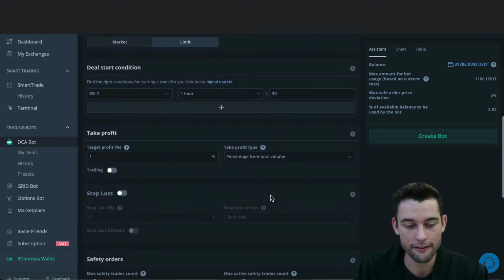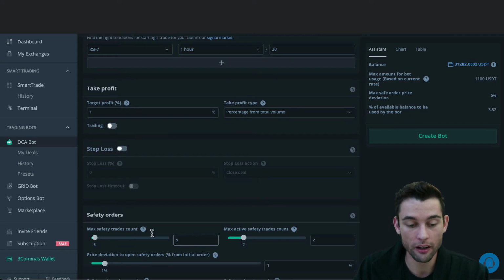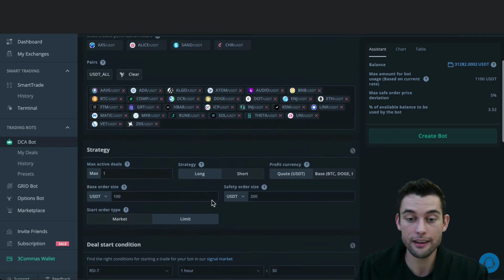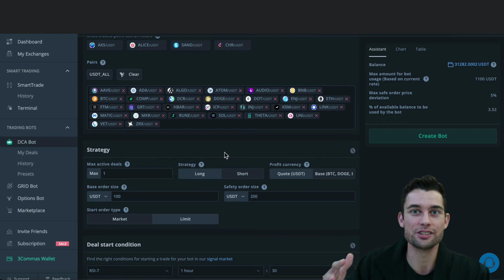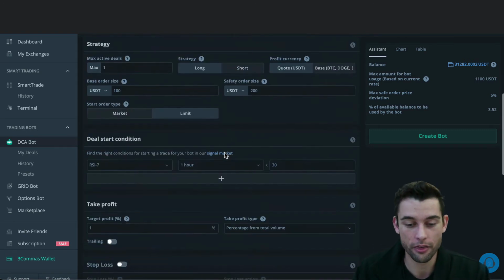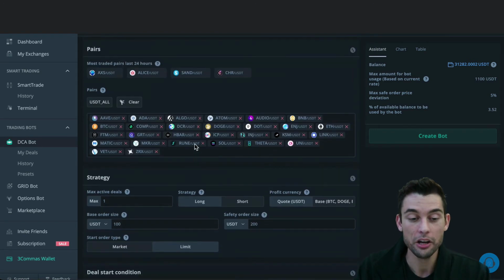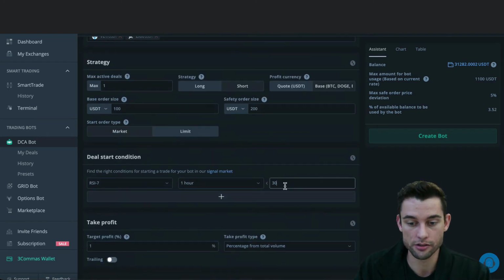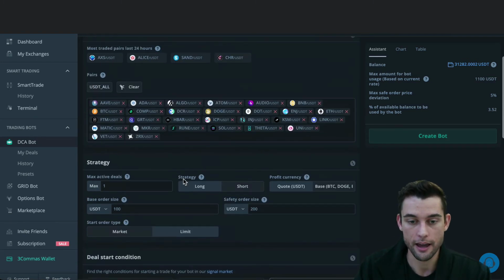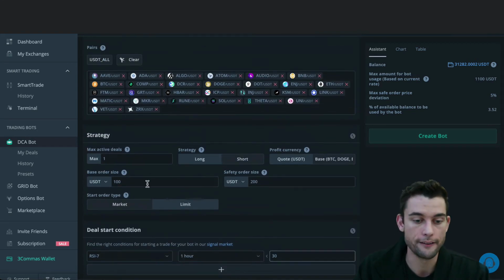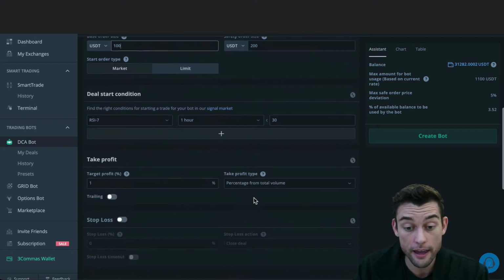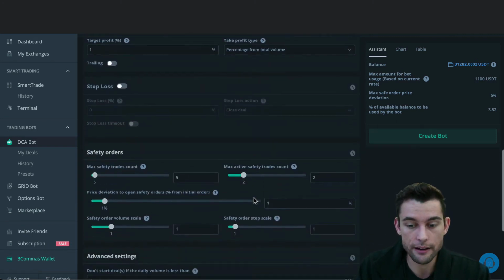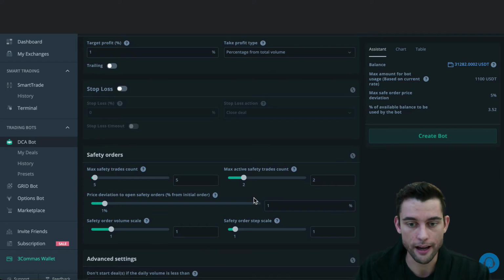And remember, we have 5 as the number of safety orders. So let's say that literally all of them crash super hard and they all go under 30 on the RSI. Well, the bot will activate when the first 5 of them go under the parameter of 30 for the RSI, and it won't activate for any more. So you'll have $500 in at that point, and then we will have the safety orders come into play. So let's go down to the safety orders.